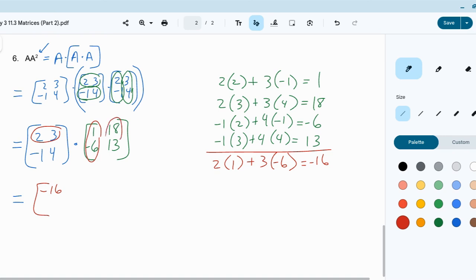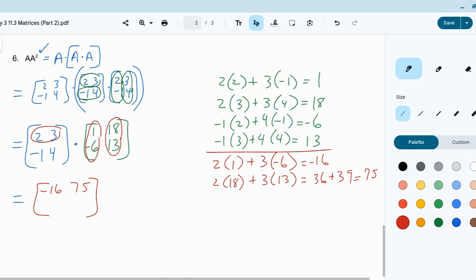First row, now second column. So 2 times 18. Second spots were 3 and 13. Now this one without a calculator, just be careful. 2 times 18 gives me 36. 3 times 13 gives me 39. So ultimately, altogether, I have 75. First row, second column. There you go. I finished it out because 2 by 2 is going to give me a 2 by 2 at the end.